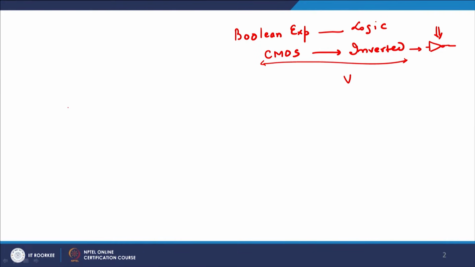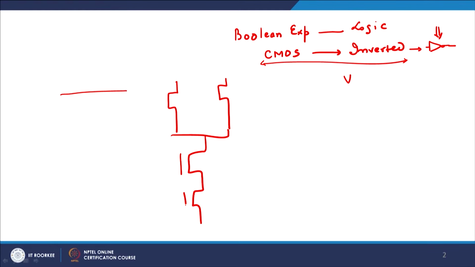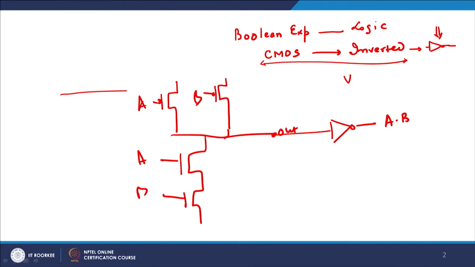I will give you an example. For example, yesterday's 2 input NAND gate. If I have a 2 input NAND gate like this, with inputs A and B, and this is my output, this will be a 2 input NAND gate. Now if you want to convert it into an AND, you have to pass it through a static inverter, and here you get A dot B. This is what we discussed yesterday.